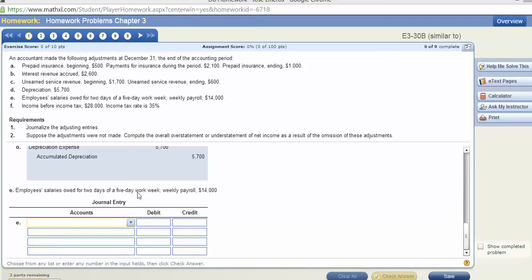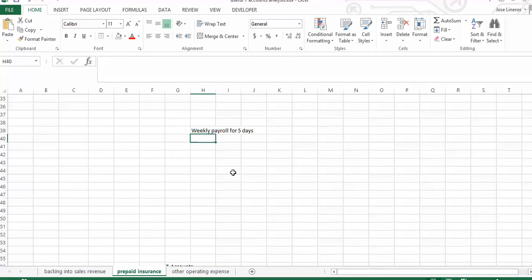Notice that it says a 5-day work week. So every 5 days, they earn $14,000. So let's take our $14,000. And if we divide that by 5 days, because that's how many days there are in the work week, we end up with basically per day $2,800. Okay? So $14,000 divided by 5 is $2,800 per day. These employees earned, that means we have to recognize expense for $2,800 per day.